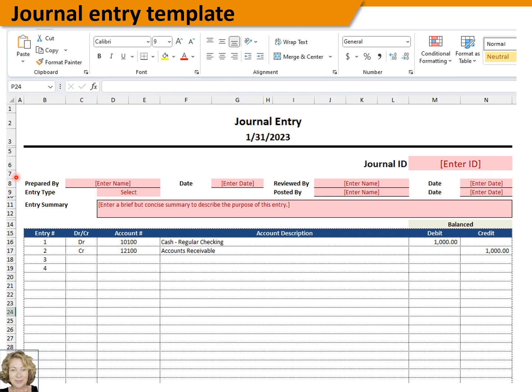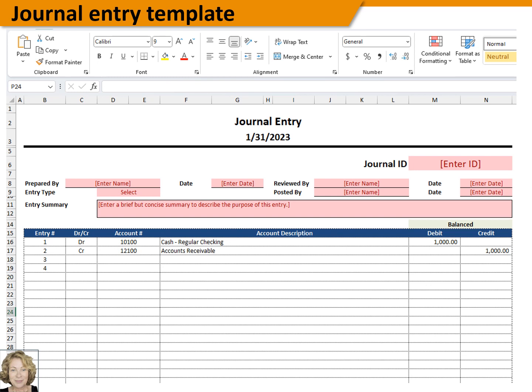The preparer enters their name and the date of the entry and selects the entry type from the drop-down list: one-time entry, reversing entry, recurring entry, or error correction. Your company could have different types of entries. However, auditors often want to be able to see monthly recurring entries separate from one-time entries and error corrections. Next, enter the date and the journal ID as well as the entry summary.